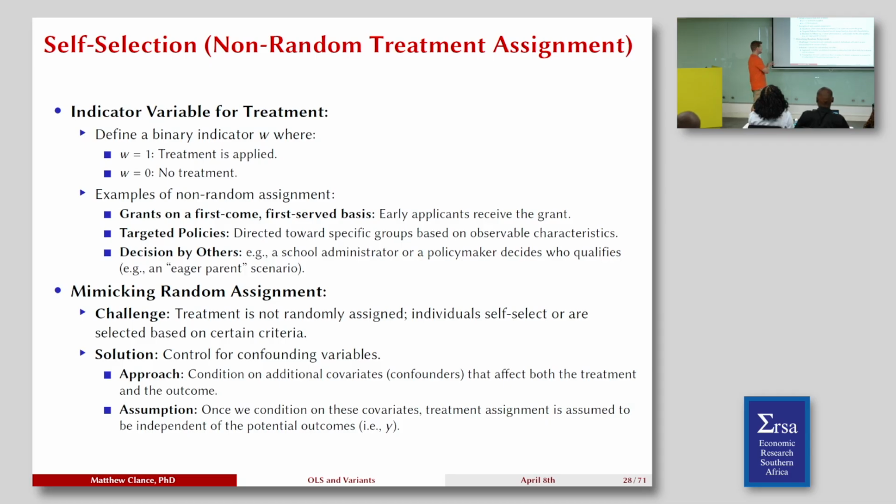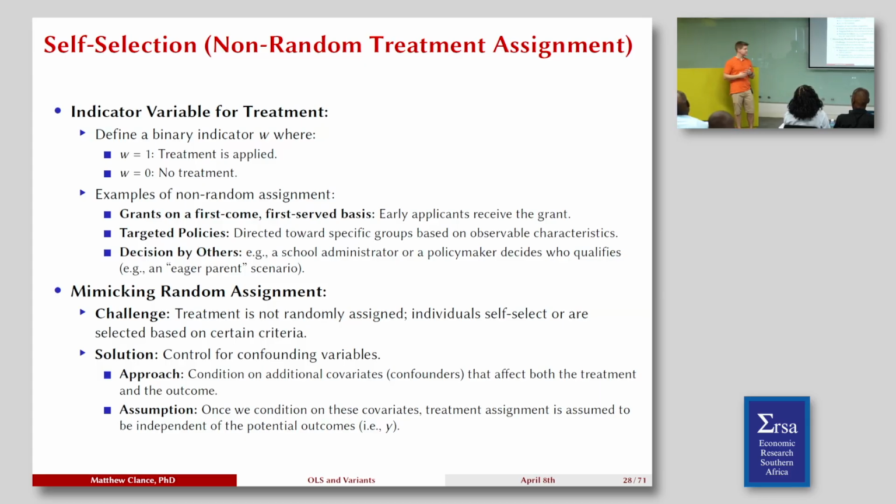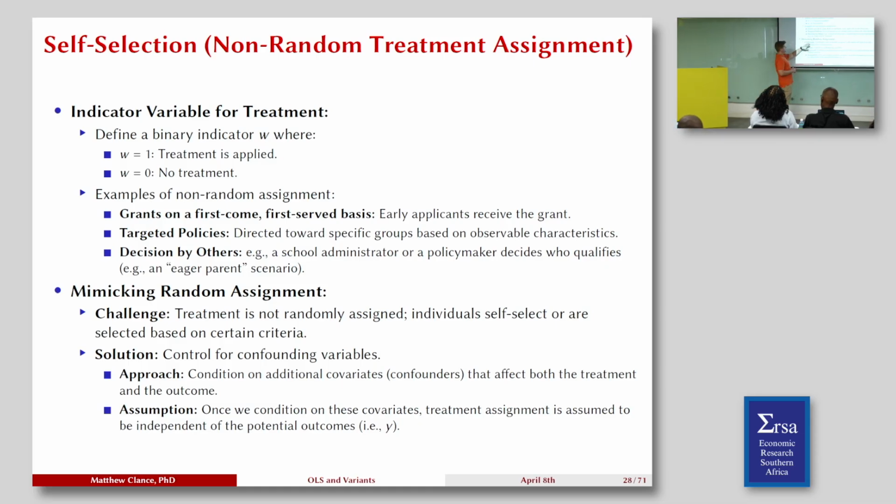So the problem that we have is trying to mimic a random assignment. We're going to go more into that on Thursday, trying to make adjustments, because one of the biggest problems that we have is that observational data is rarely random. It's unlikely to be random. So we have a little bit of a challenge there. In this case, the challenge is that treatment is not randomly assigned, which we require for an unbiased outcome. Individuals self-select or are selected based on certain criteria.